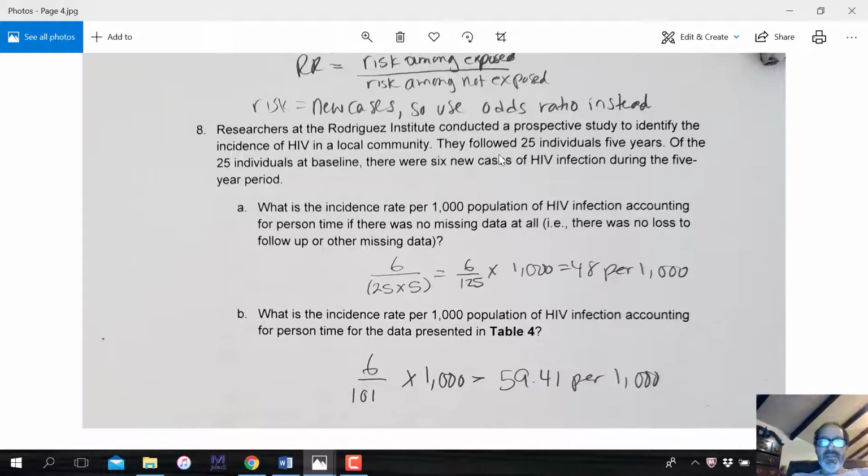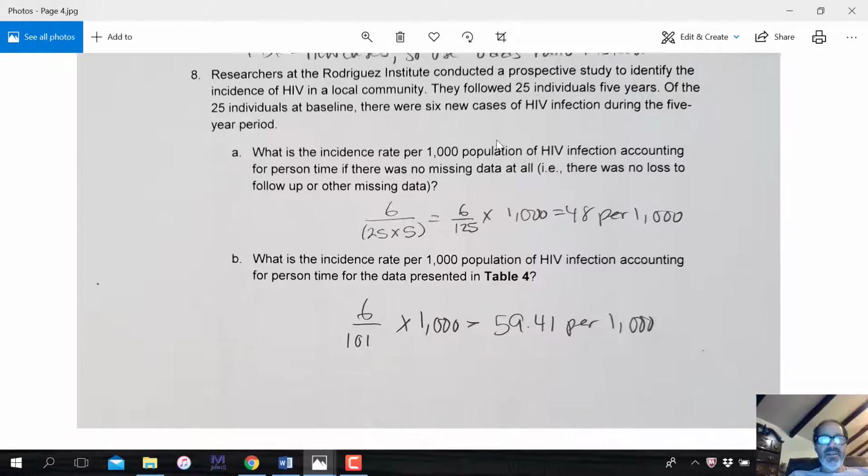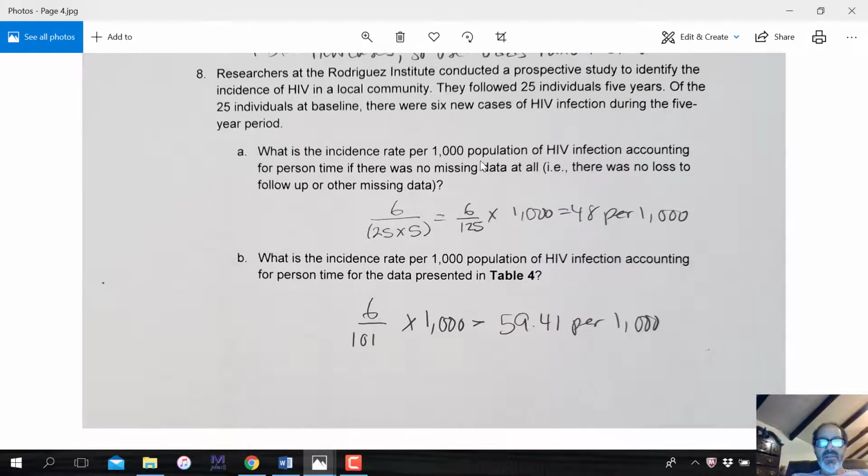Researchers from the Rodriguez Institute conducted a prospective study to identify the incidence of HIV in a local community. They followed 25 individuals for 5 years. Of the 25 individuals at baseline, there were 6 new cases of HIV infection during the 5-year period. What is the incidence rate per 1,000 people of HIV infection, accounting for person time? Person time matters whenever we're doing longitudinal studies with repeated measures: we have to account for how much time each person spends in the study.